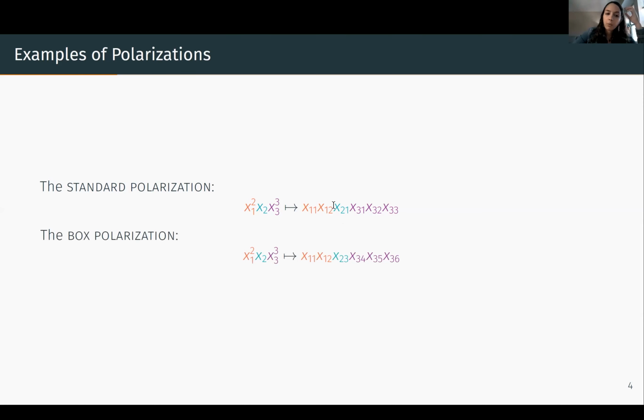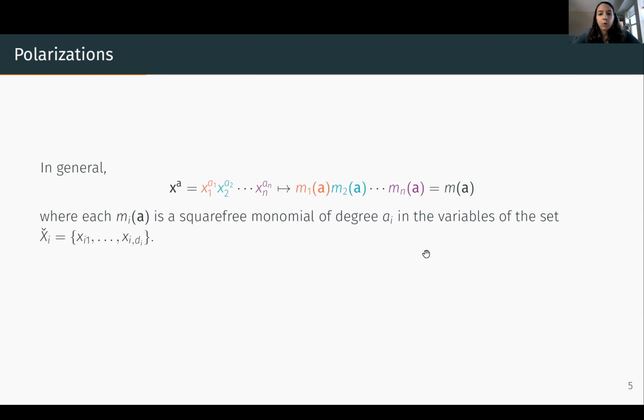The box polarization that was used by Nagel and Reiner is a little bit different. It starts out the same, x_11 and x_12, but then for the next variable I'm going to keep counting up. So it's x_23, x_33, x_34, x_35, and x_36. So the second index of this last variable is going to be the degree of the monomial. In general, the way you want to think about this is you're taking your monomial and you want to map each of these variables to a square-free monomial that's inside that respective x-check set.